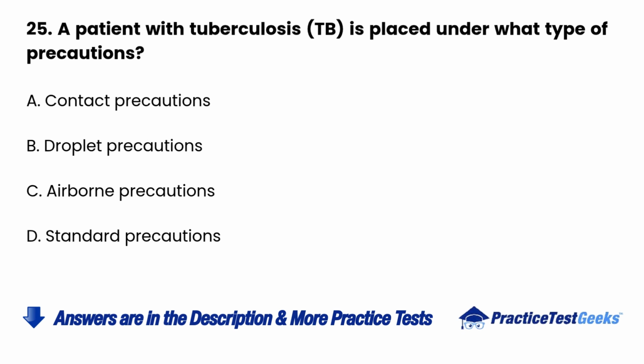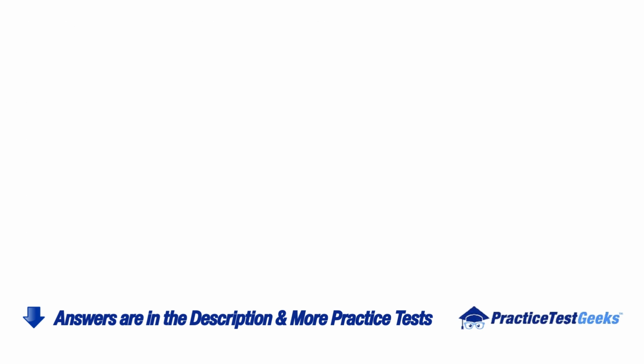25. A patient with tuberculosis, TB, is placed under what type of precautions? A. Contact precautions. B. Droplet precautions. C. Airborne precautions. D. Standard precautions.